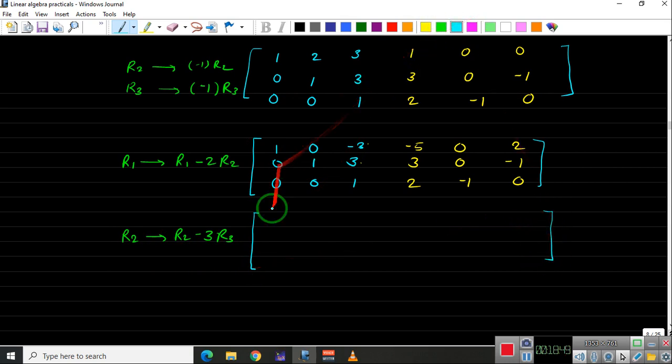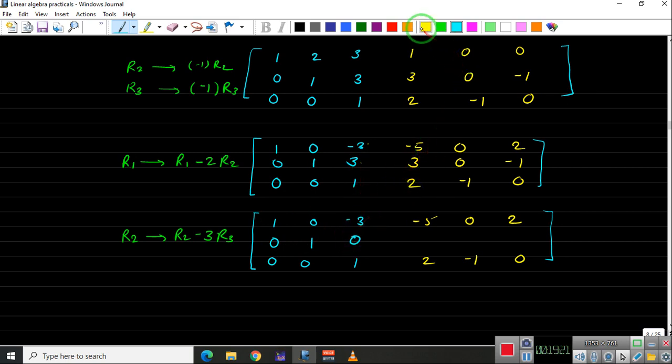So first row as it is, so 1, 0, -3. Third row as it is, so 0, 0, 1. Let us complete this part also. So -5, 0, 2, and 2, -1, 0. And R2 minus 3 times R3. So this will be 0 here. This is 0 here, so this will be 1. And 3 minus 3 times 1, so this will be 0 here.